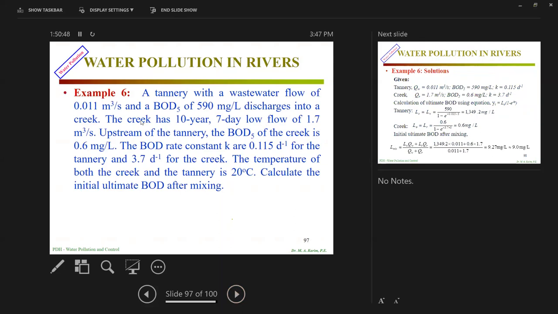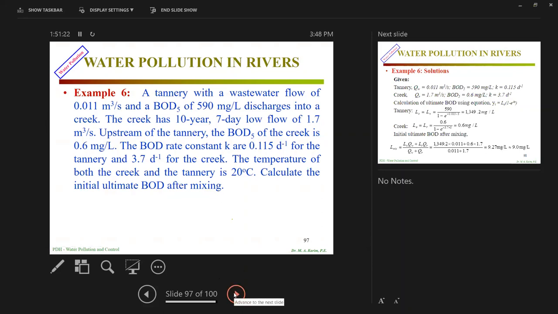So this is my last problem here, problem number 6. A tannery with a wastewater flow of 0.011 meter cubed per second and BOD5 of 590 is discharged into a creek. The creek has a 10-year, 7-day low flow of 1.7 meter cubed per second. Upstream of the tannery, BOD5 is 0.6. The BOD rate constant is 0.115 for the tannery, and this is for the creek. The temperature of both the creek and the tannery is 20. Calculate the initial ultimate BOD after mixing.